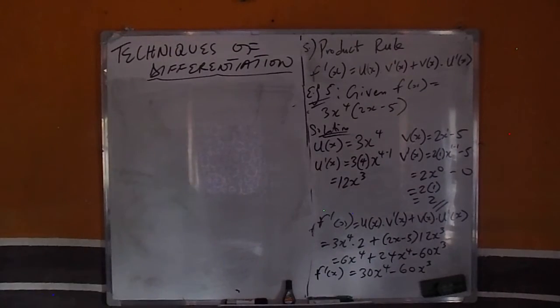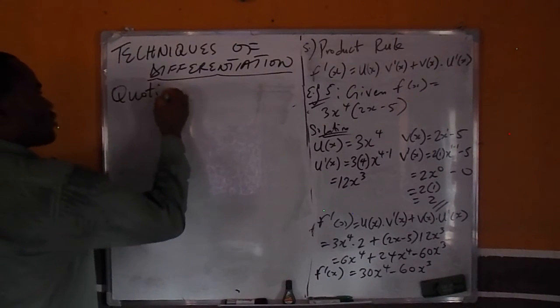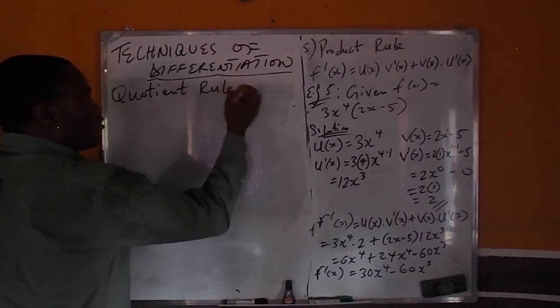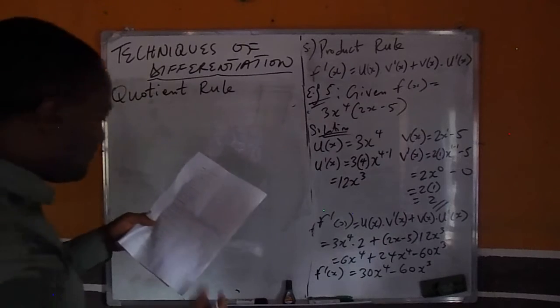We move to quotient rule. Under quotient rule, what do we have? How do we solve questions under quotient rule? What is the formula to be used?